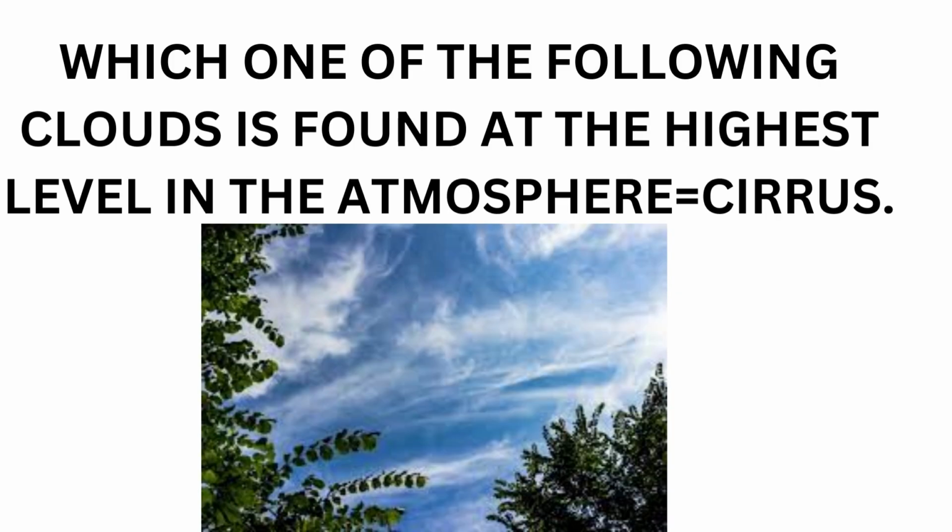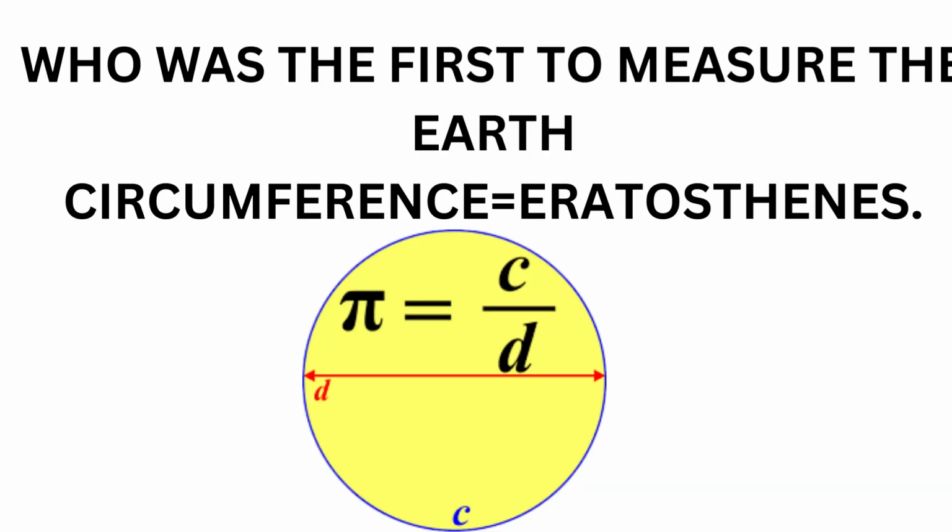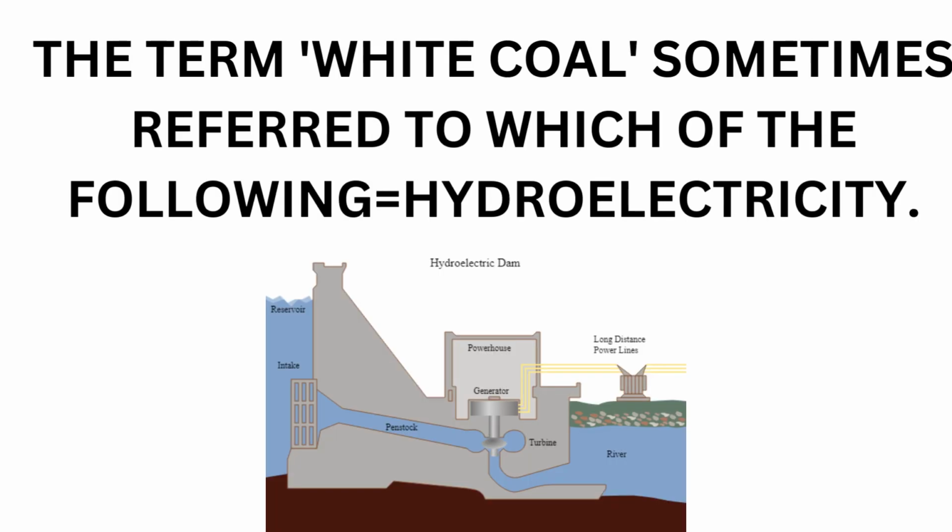Which one of the following clouds is found at the highest level in the atmosphere? That is cirrus. And the most important function of perspiration is regulation of body temperature. And who was the first to measure the Earth's circumference? Eratosthenes was the first person who measured the Earth's circumference. And the term white coal sometimes refers to hydroelectricity.